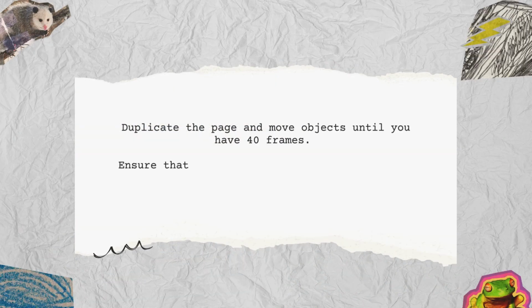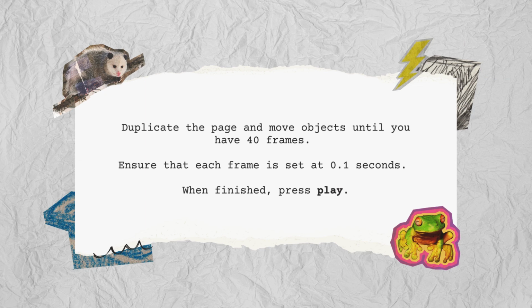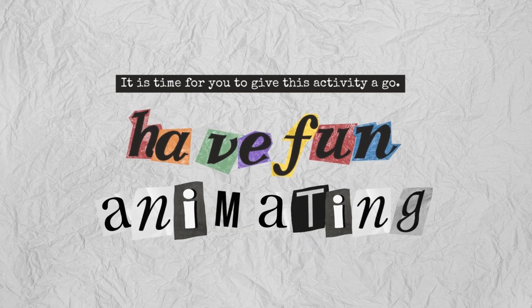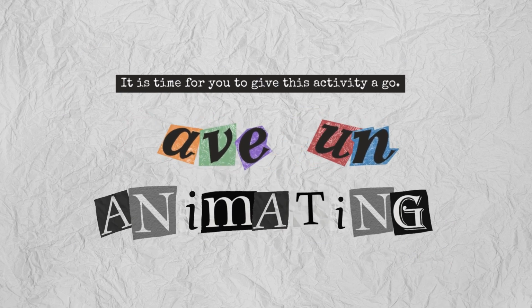Duplicate the page and move objects until you have 40 frames. Ensure that each frame is set at 0.1 seconds. When finished, press play. It's time for you to give this activity a go. Have fun animating.